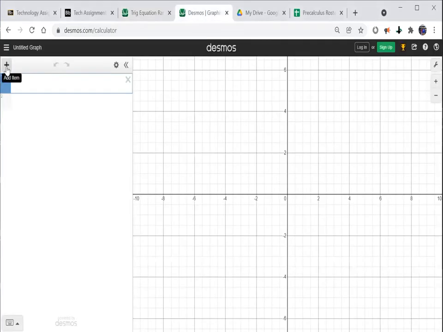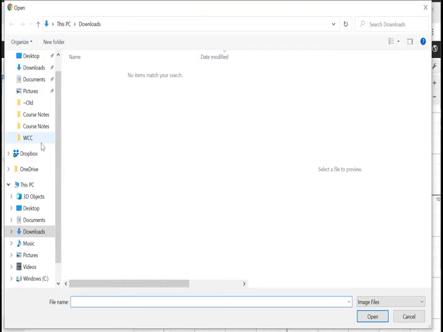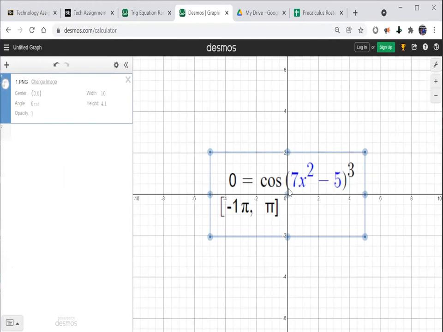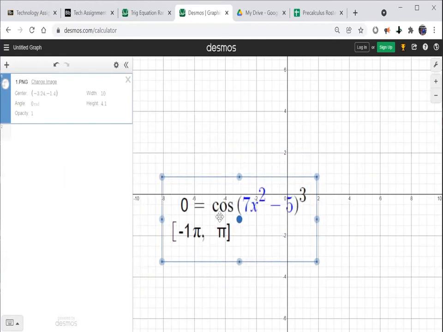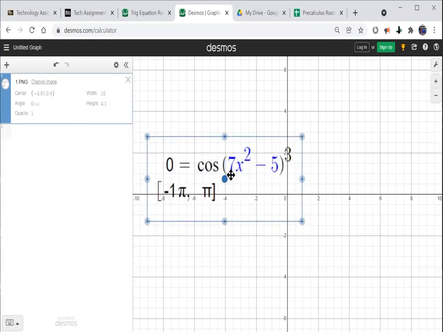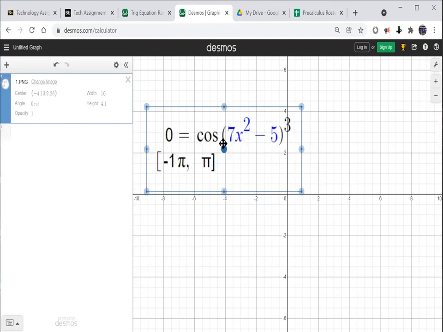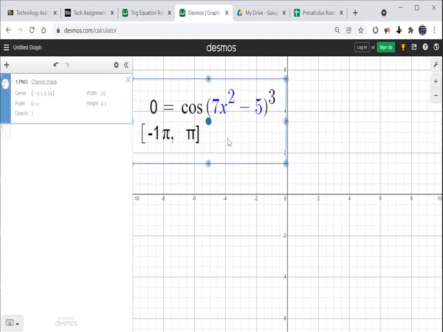If you need to add an item, bring in an image, do it this way. Click on the plus and then click on image, and then you should have it wherever you saved it. And then I just bring it in. If you click on it, you see the little dots. The middle one allows you to relocate the item. You see it changes the coordinates of the center as I move it in the editor on the left-hand side.